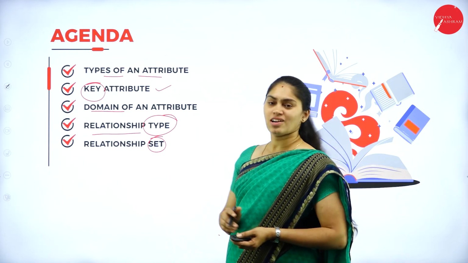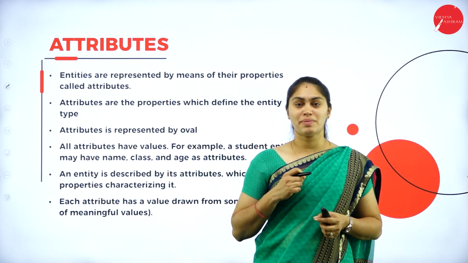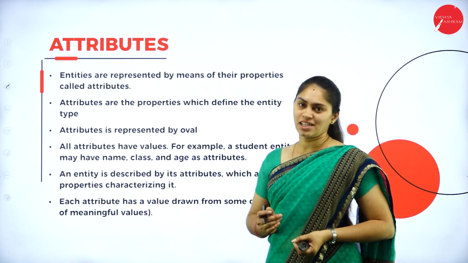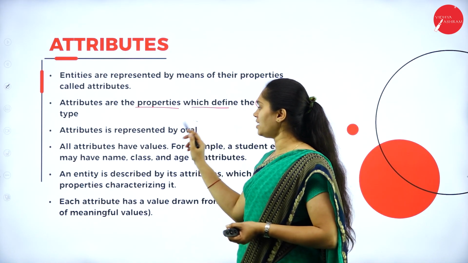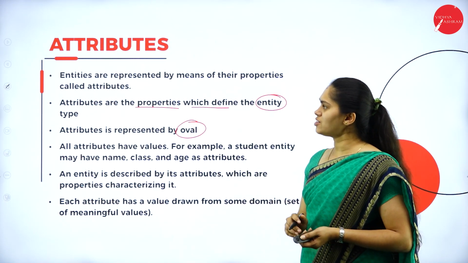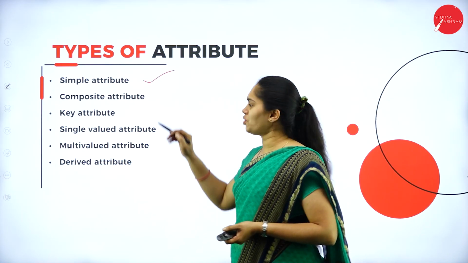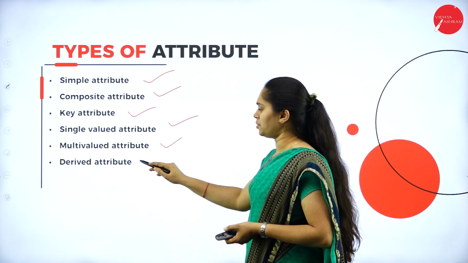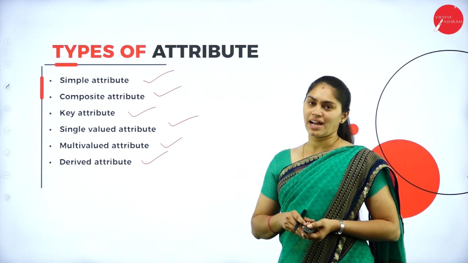We'll get into it. First, you already know what an attribute is, as we discussed in the earlier class. An attribute specifies the properties of an entity. With the help of this attribute, we are going to identify an entity. Attributes are the properties which define the entity type, and we use the oval symbol to represent attributes. We also got to know the different types of attributes: simple attribute, composite attribute, key attribute, single valued attribute, multi-valued attribute, and at last derived attributes. We'll see each type one by one.